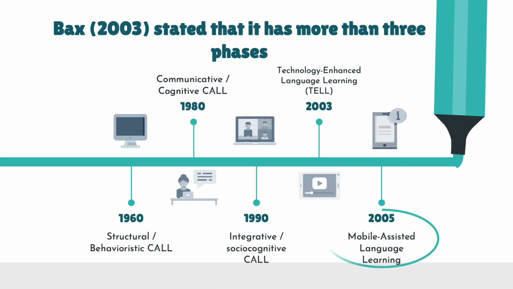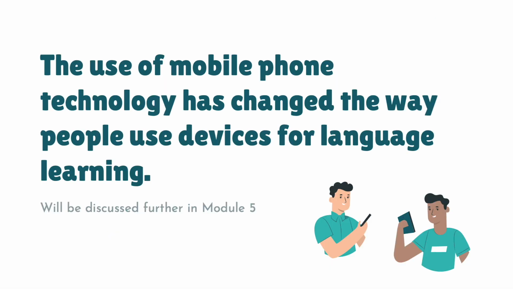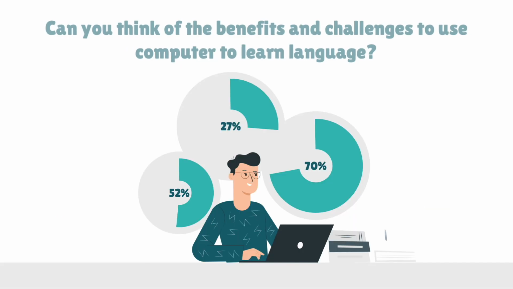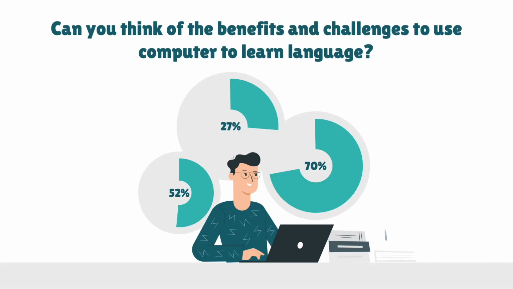And the last phase is mobile-assisted language learning, which emerged in 2005. The use of mobile phone technology has changed the way people use devices for language learning. It will be discussed further in Module 5, so I'm not going to explain about this now. That's the end of the presentation.